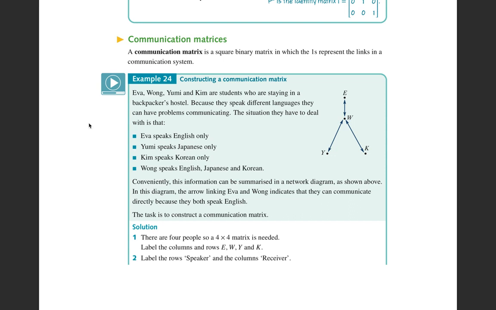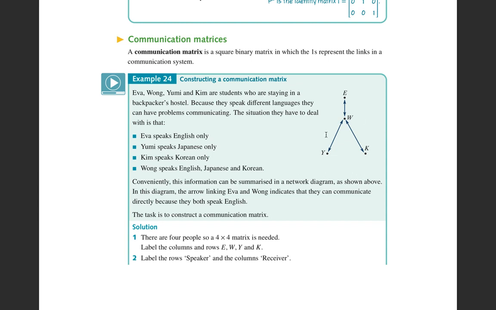A communication matrix, I'm just reading off the Further Maths textbook, is a square binary matrix. Remember, binary means only zeros and ones, in which the ones represent the links in a communication system. Again, like dominance matrices, you'll be given a network like this, but this time, unlike dominance networks, arrows can go both ways, because communication can go both ways.